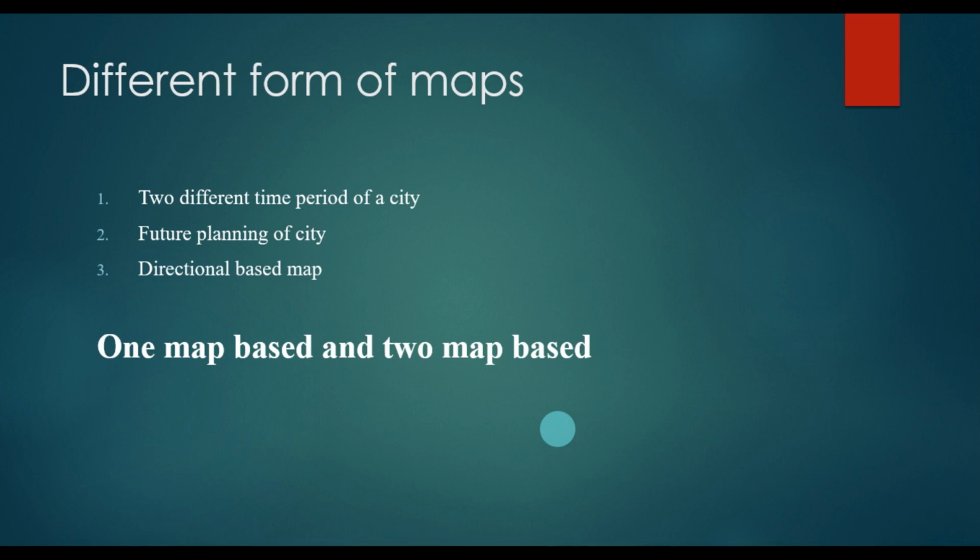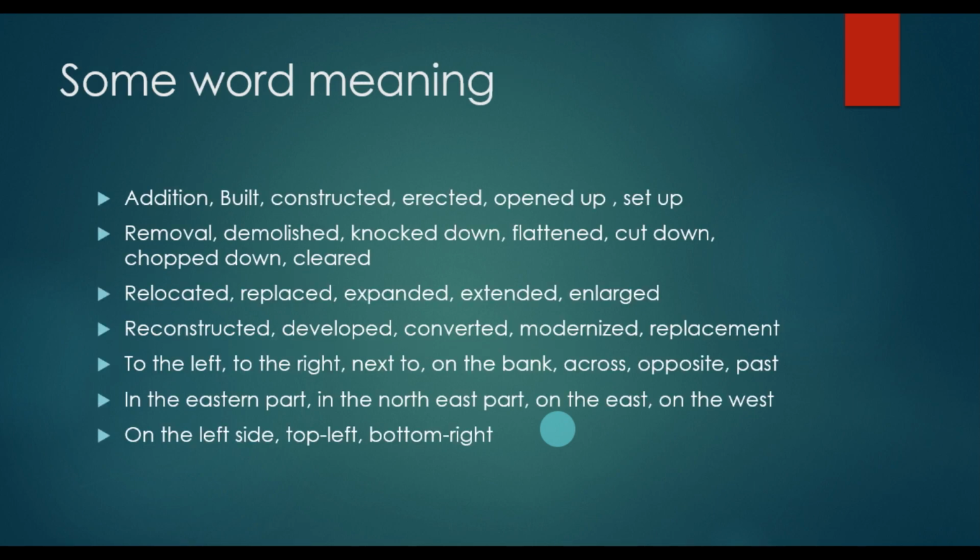In such a one-map question you need to explain the map by saying what the features or its content are, where the location is, and how you would reach there. Some word meanings you must learn. These word meanings really make your essay good, and they also help you get a band score in the lexical resource.